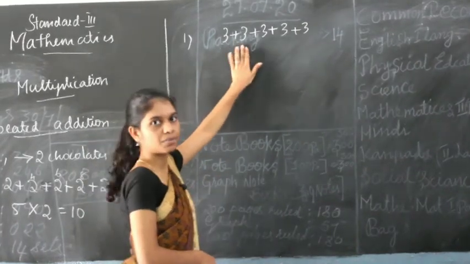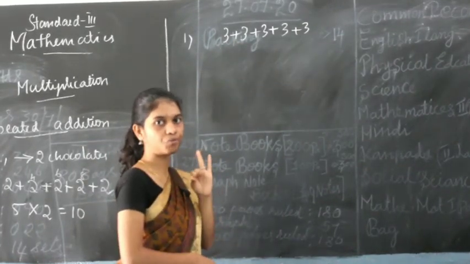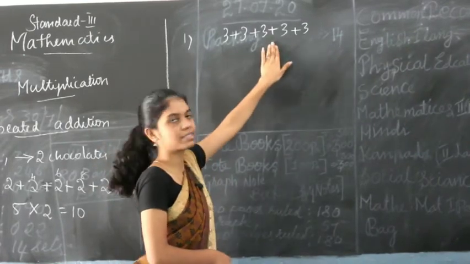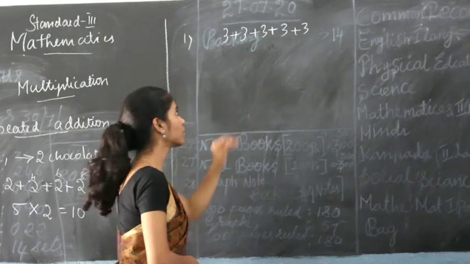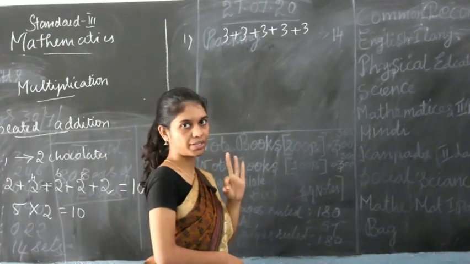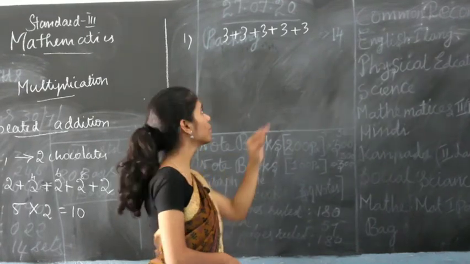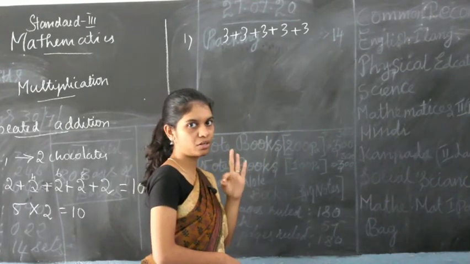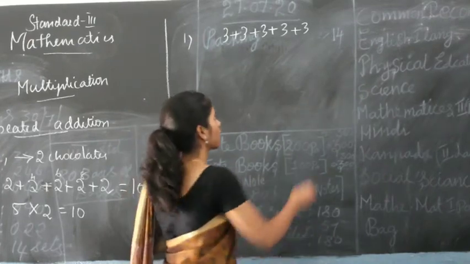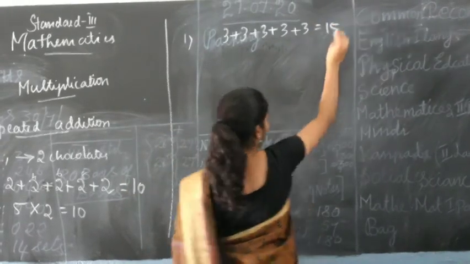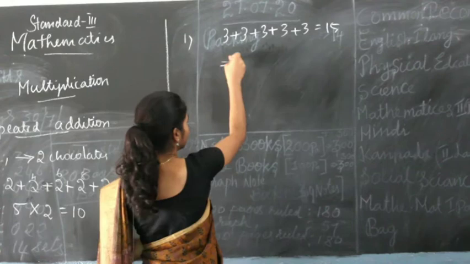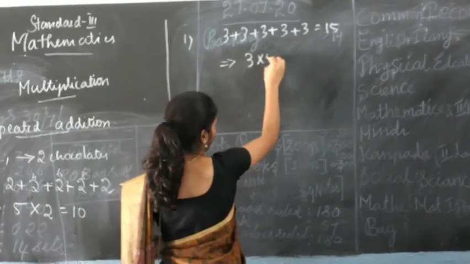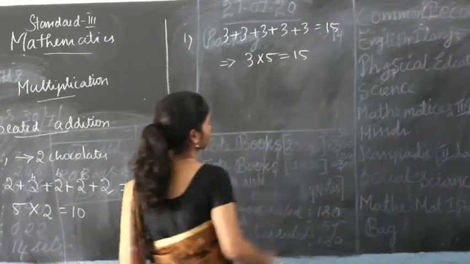3 plus 3: 3 in your mind, 3 on your fingers, 3 after, 4, 5 and 6. 6 plus 3: 7, 8 and 9. Then 9 in your mind, 3 on your fingers, 10, 11, 12. Then 12, 13, 14 and 15. So you get 15 as the result of addition after adding 5 times. But in multiplication you can write this as 3 into 5 is equal to 15.